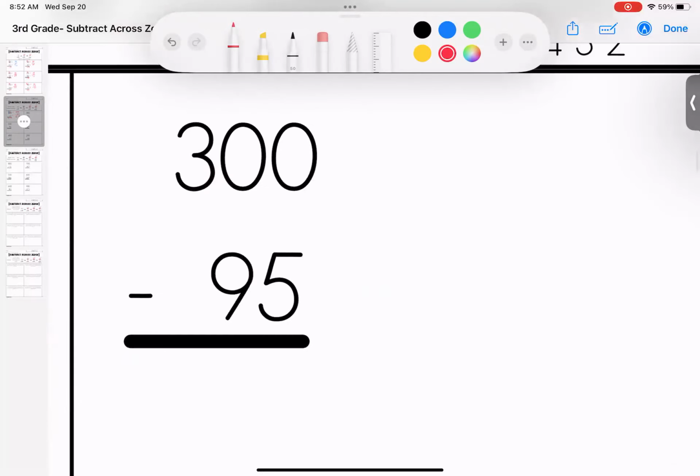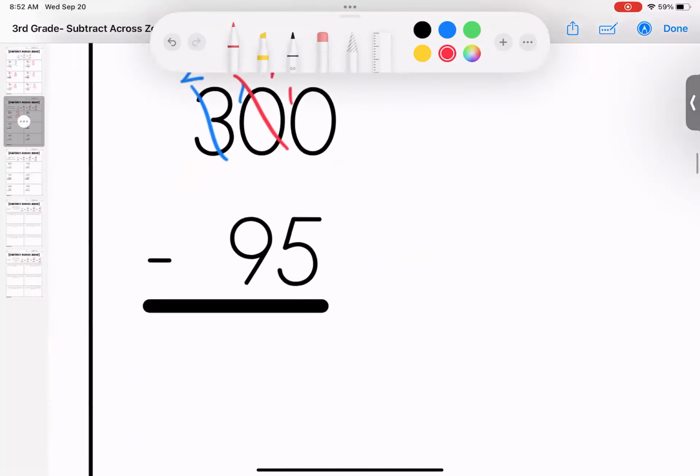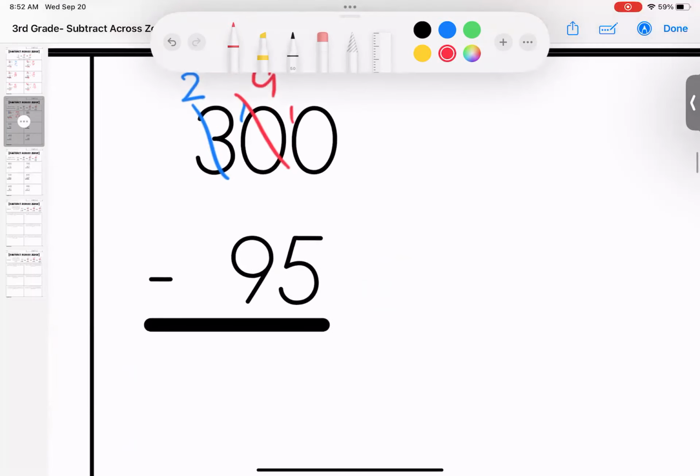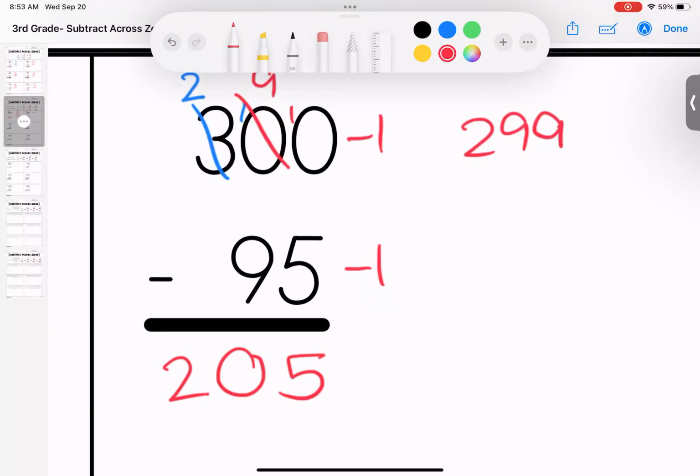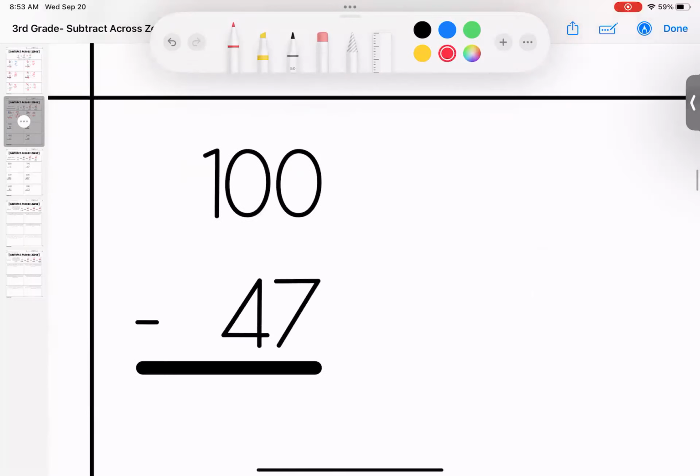300 minus 95, we're going to do the same thing. Go to the 3, it becomes a 2. Give our 10. Take from our 10, it becomes a 9. Give our 10. 10 minus 5 is 5. 9 minus 9 is 0. 2 minus nothing is 2. If I use my alternate strategy, I have 299 minus 94, which is also 205.